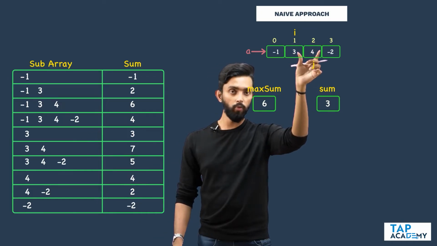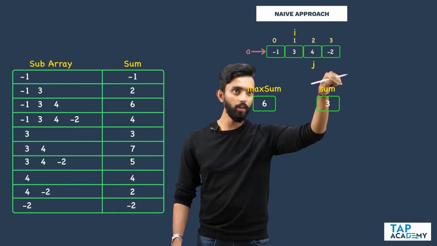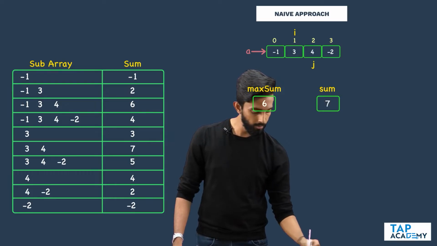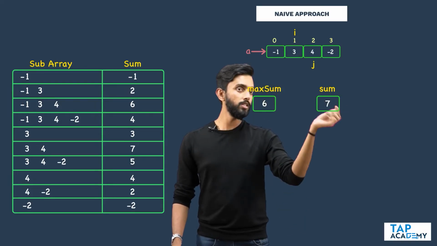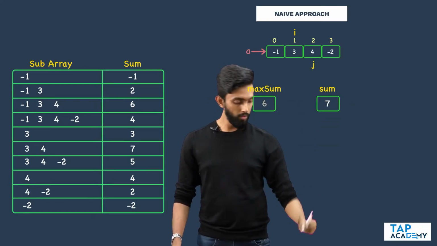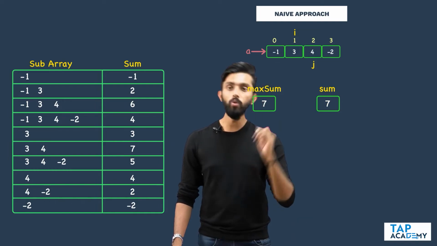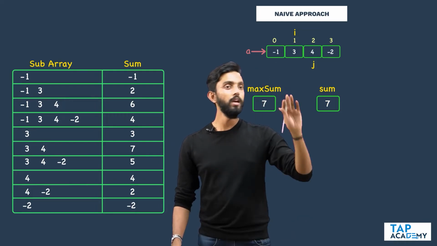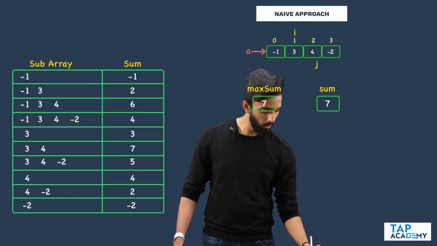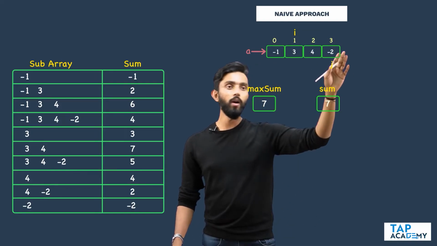And 3 plus 4 is 7. For that, all you have to do is take j, add it to the existing value of sum. So sum becomes 7. Tell me, is 7 greater or 6 greater? 7, which means maximum should become equal to sum. Any confusion till here? Yes sir, great. Next what? J moves forward, and now I have minus 2.